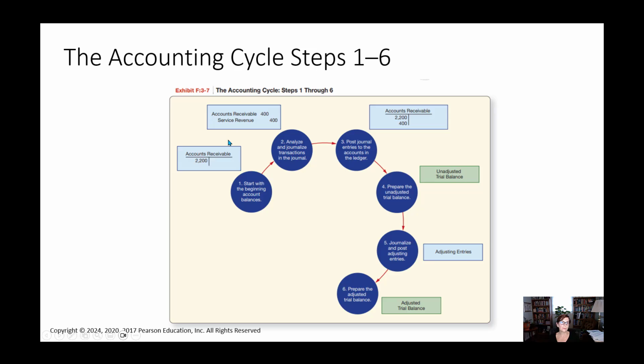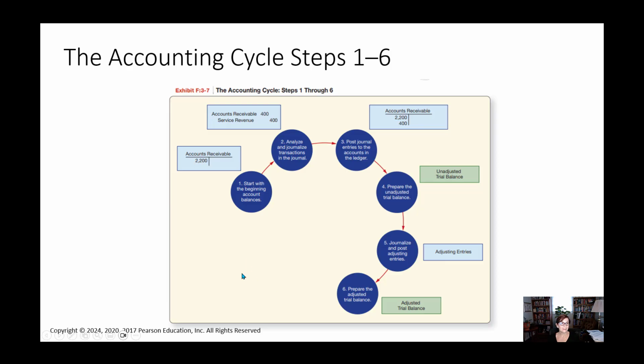They did perform some revenue on account here. The transactions get posted to the ledger, right? This is everything we did in the last chapter, and we prepared the unadjusted trial balance. All right, so those are all the things we did before. Now we're adding these two new things. At the end of the period, we prepare our adjusting entries, and then after they're all prepared and posted, we prepare our adjusted trial balance.